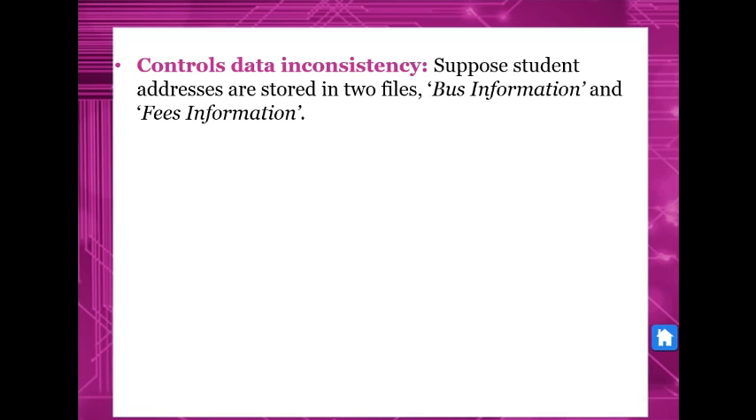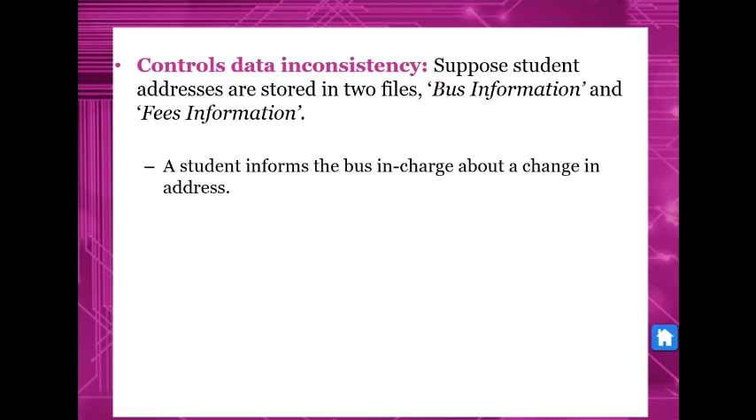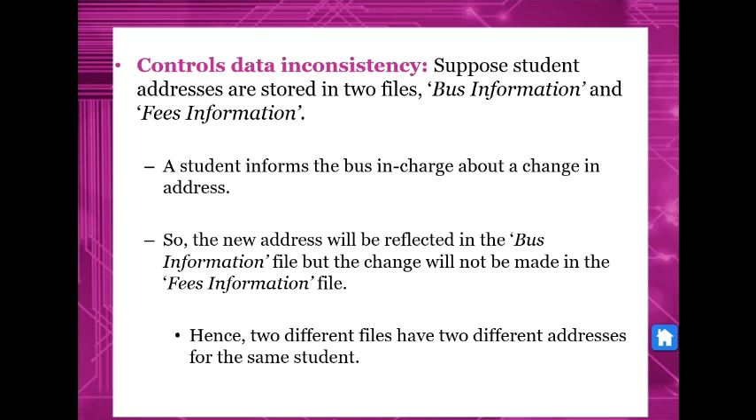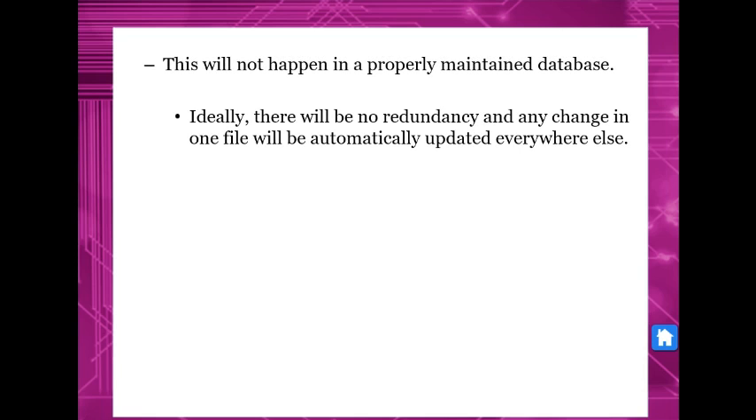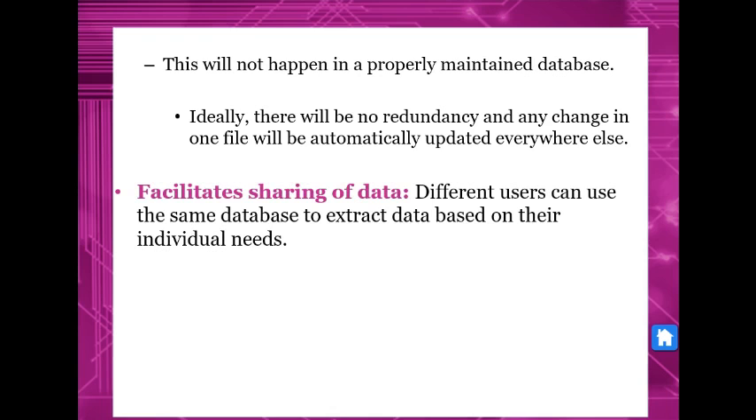Controls data inconsistency. Suppose students' addresses are stored in 2 files, bus information and fees information. A student informs the bus in charge about a change in address. So the new address will be reflected in the bus information file, but the change will not be made in the fees information file. Hence, 2 different files have 2 different addresses for the same student. This will not happen in a properly maintained database. Ideally, there will be no redundancy and any change in one file will be automatically updated everywhere else.